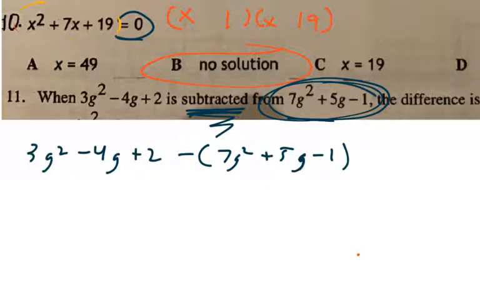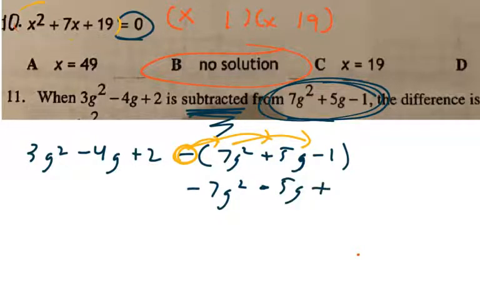And this gives me a chance to remind you, once again, you got to distribute this negative, guys. You got to distribute the negative. So what I really have here is minus 7g squared minus 5g plus 1. That minus 1 and that minus makes plus 1.